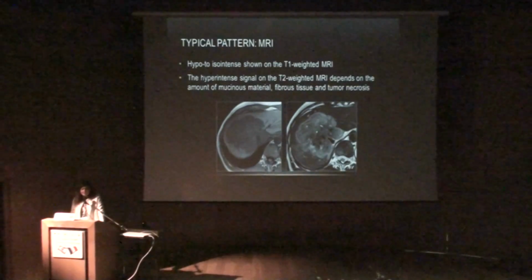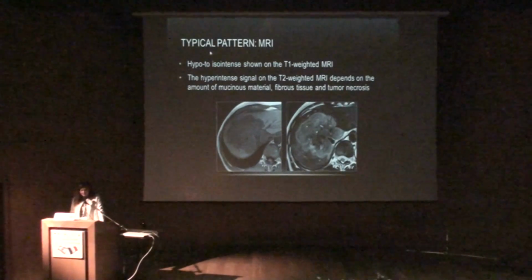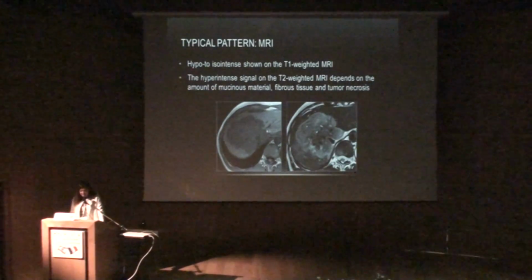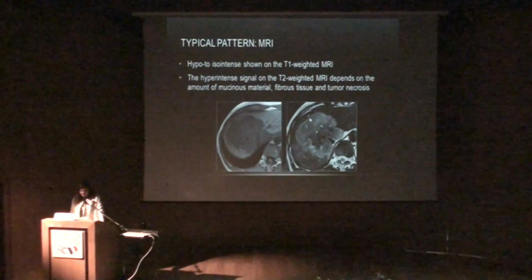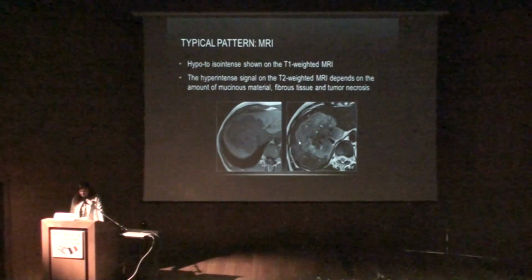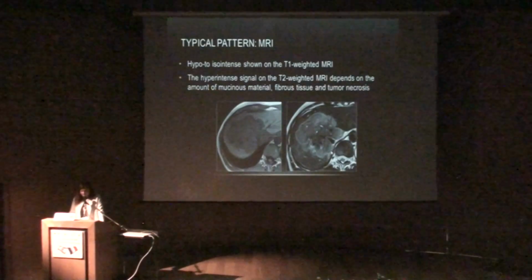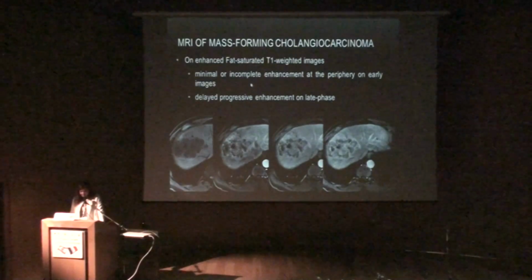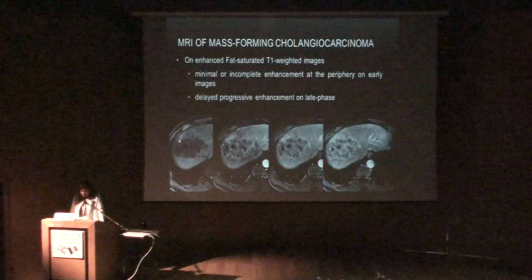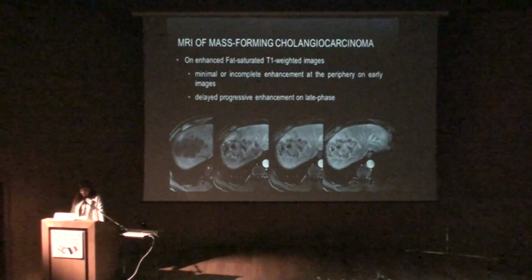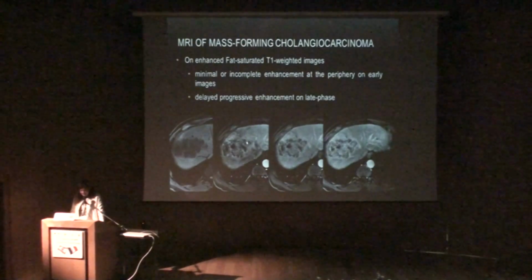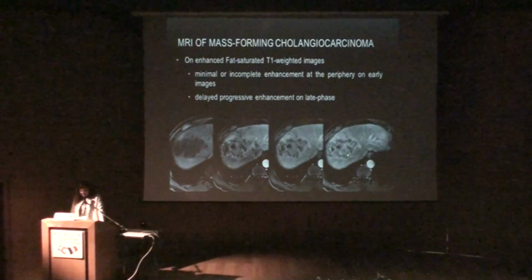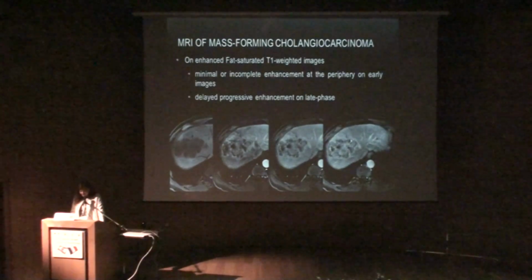Now, if you move to the typical pattern on MRI, the lesion is usually hypo to hyperintense on T1 weighted imaging, and on T2 weighted imaging, the hyperintensity of the signal depends on the amount of mucinous material, fibrous tissue, and tumor necrosis. On enhanced T1 weighted imaging, you will have the same features as on CT, and you can see here a rim enhancement on arterial phase, and on portal phase and delayed phase, a delayed progressive enhancement, here on this delayed phase.